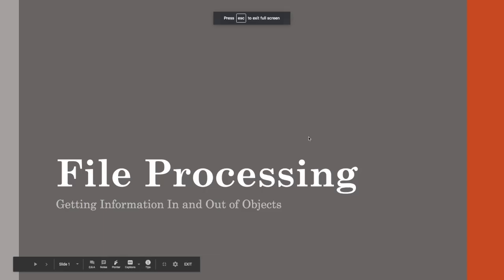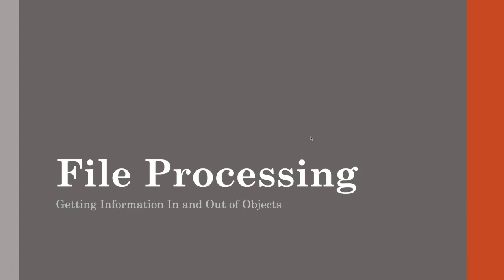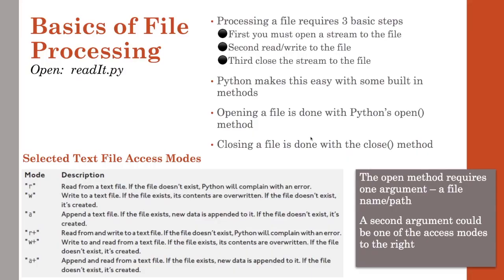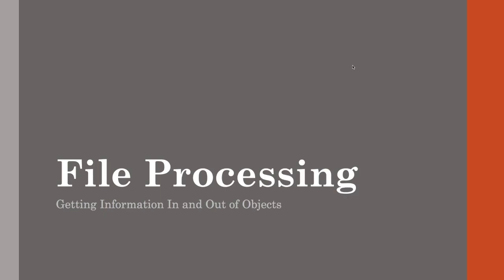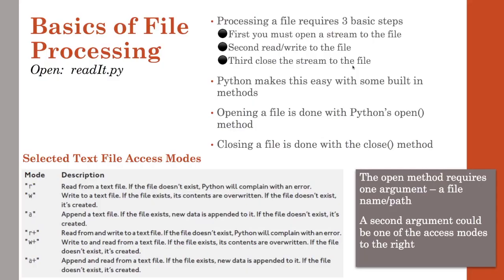So file processing is actually pretty simple in Python. They have a lot of built-in methods that help you out with the ins and outs of it. When it comes to writing a file and reading a file, it basically requires three steps. You first have to open a stream to the file, okay? You have to make sure that you can read and write to the file, and third, you have to always close the stream to the file. If you don't close it, then you might open yourself up to corrupting the data inside, or writing to it when you don't mean to, or something of that nature. So you got to make sure that you always close what you open here.